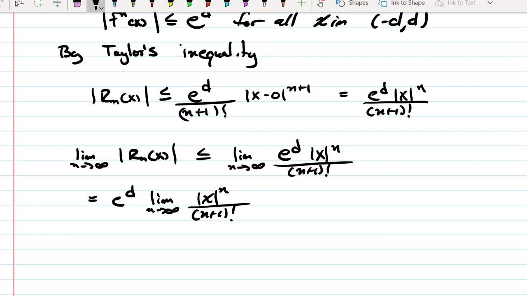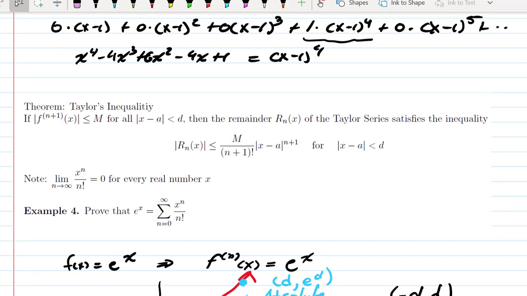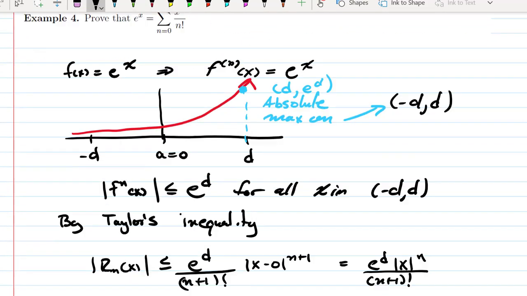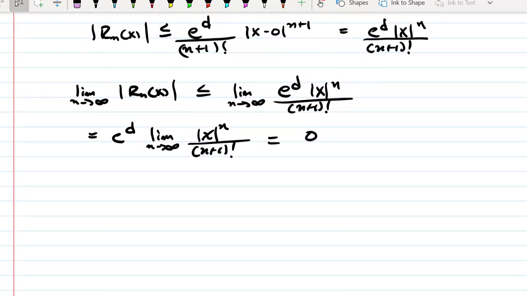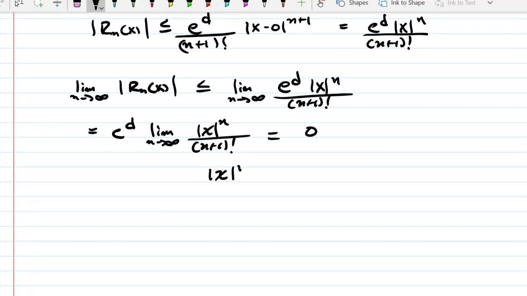So if you applied L'Hopital's rule n times, you would eventually get a constant. You'd have n times n minus 1 times n minus 2 times n minus 3 all the way down to this, and you would finally end up with a constant, or 1 over n plus 1, but this limit goes to 0. You can also note that from the fact that x to the n over n factorial goes to 0, and we could rewrite this as the absolute value of x to the n all over n plus 1 times x to the n, and we'll get what we need.